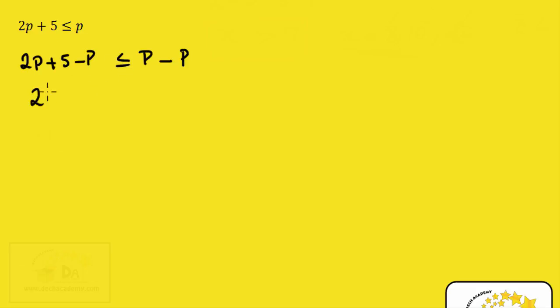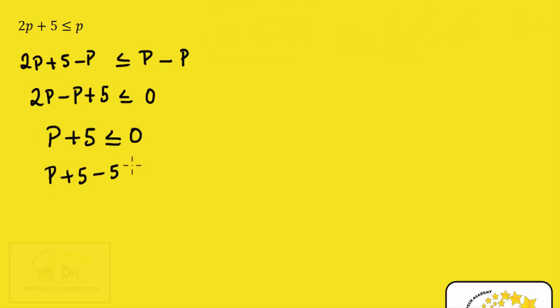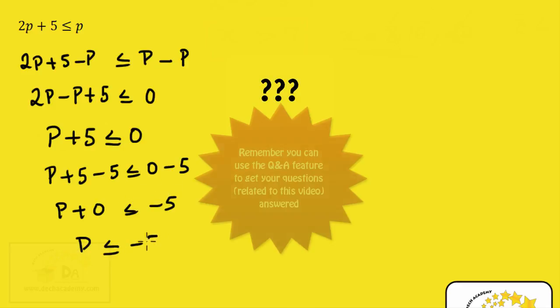Grouping all the p's on the left hand side gives 2p minus p plus 5 less than or equal to p minus p, which is 0. 2p minus p is p, plus 5 is less than or equal to 0. Now, in order to isolate p on the left hand side, let's get rid of this plus 5. So let's subtract 5 from both sides. Simplifying gives, well, p plus, what's 5 minus 5? 0. Less than or equal to 0 minus 5 is minus 5. Simplifying gives p is less than or equal to minus 5.